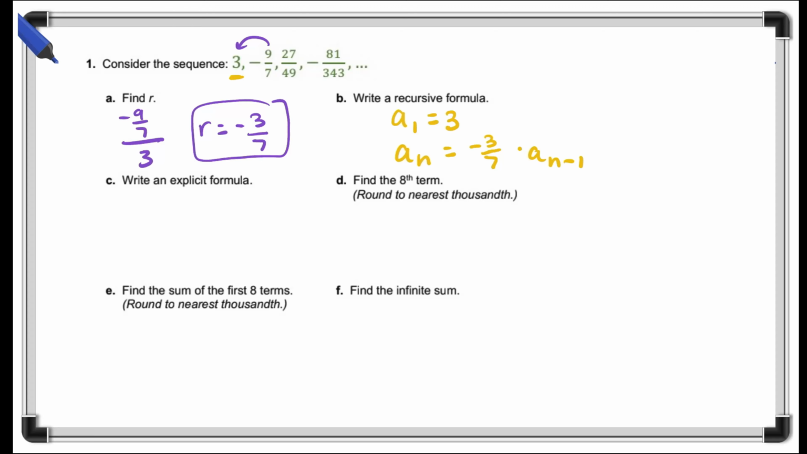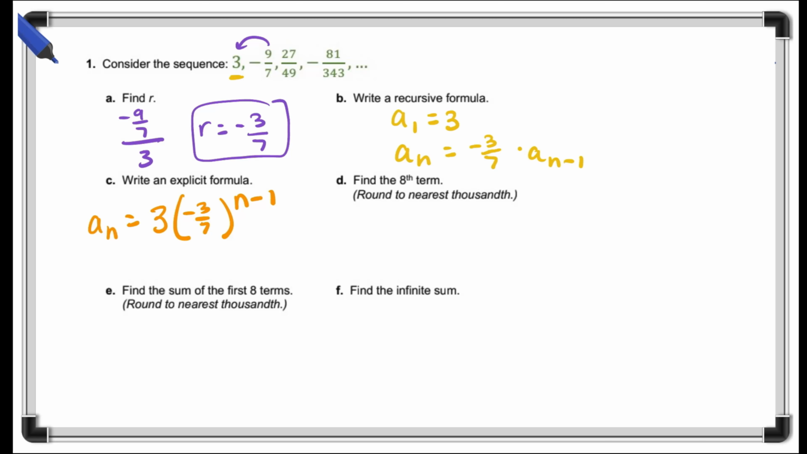When we are writing an explicit formula, again, we're doing a sub n using the formulas from the previous slide. What we're going to do is find our a sub 1, which is 3. And then in parentheses, you have your r value, which is negative 3 over 7, and then raising it to the n minus 1. So that's, again, just your general formula.